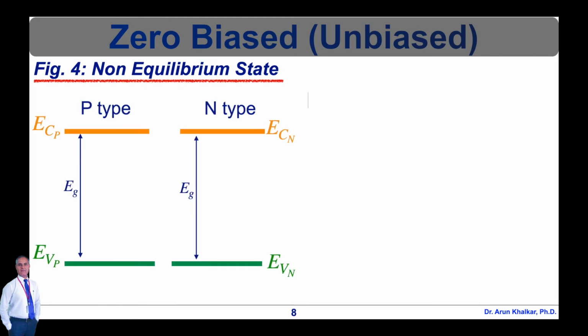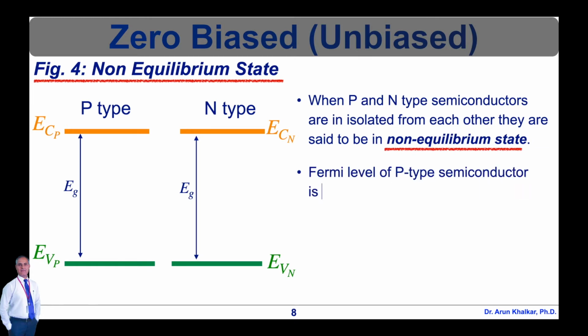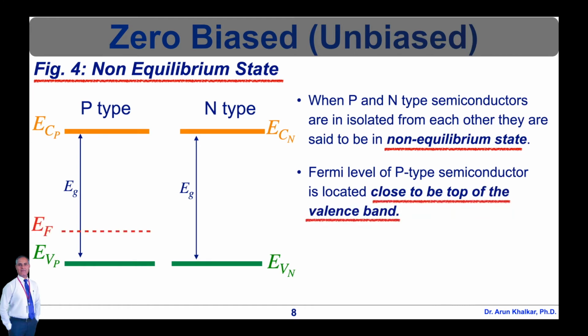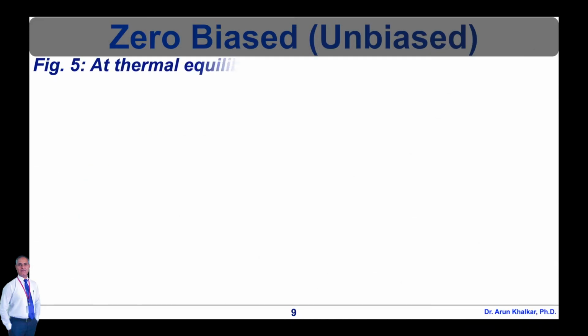A PN junction diode is constructed by joining P and N type semiconductors. When P and N type semiconductors are isolated from each other, they are said to be in non-equilibrium state. The Fermi level EF of the N-type semiconductor is located close to the bottom of the conduction band at ECN, and the Fermi level EF of the P-type semiconductor is located close to the top of the valence band at EVP. This is shown in this diagram. Now let's see the PN junction at thermal equilibrium.